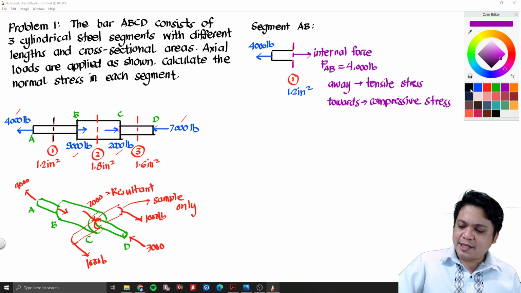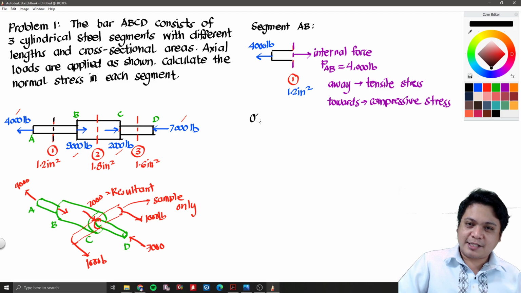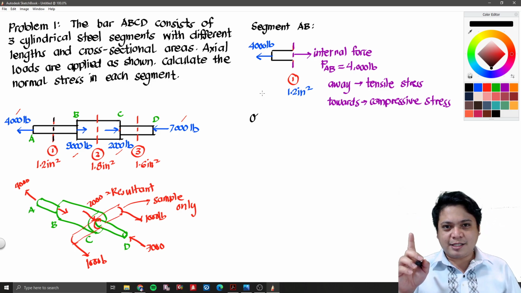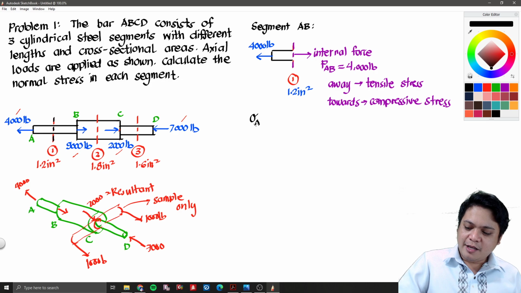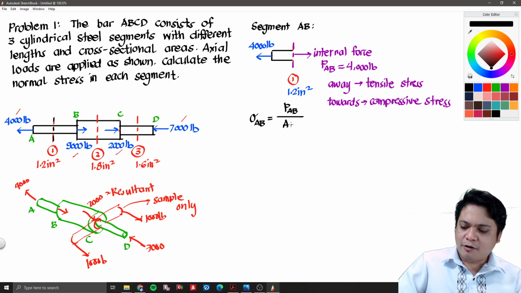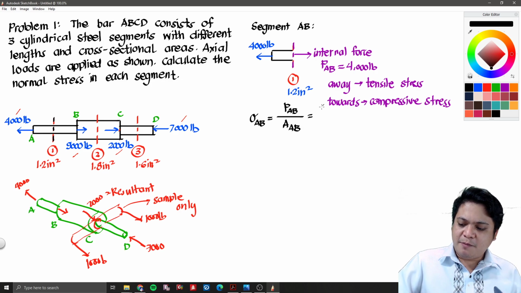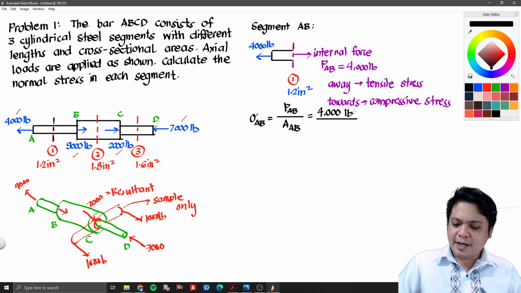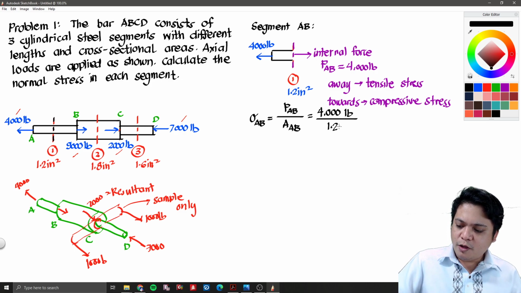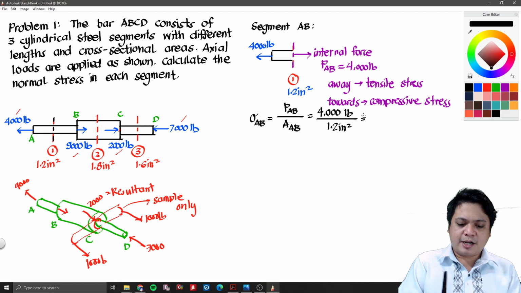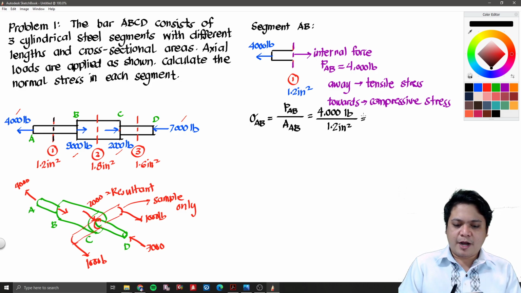So, yung stress na nararanasan ng AB, and I will call that as sigma, that is a symbol for the stress. Okay, so you will be having here sigma AB, and the formula is the force on the AB all over the area of the cross-sectional AB. So, we have the force. Yung PAB natin is around 4,000 pounds all over the area. Ang area natin, sabi, it's 1.2 inches squared. So, that's around 4,000 divided by 1.2.